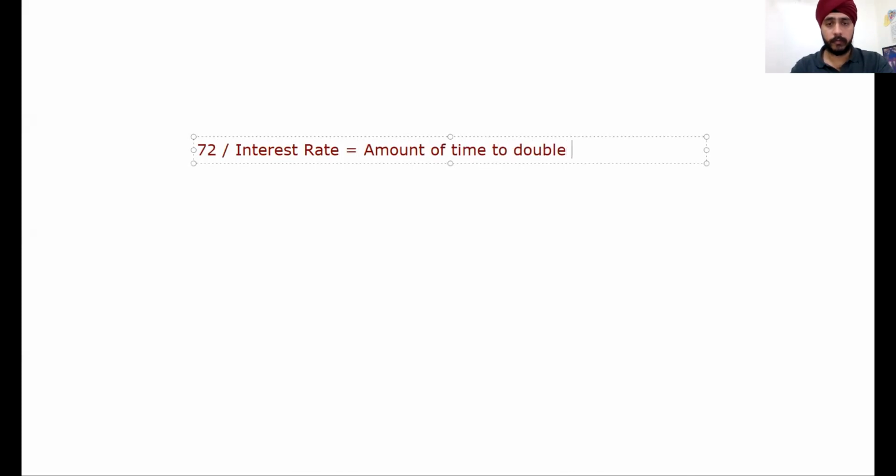So basically, I'll make this large. So the formula is very simple. 72 divided by the interest rate. The interest rate that you'll receive will equal to how long, the length, how do I say this? Length, amount of time for it. Amount of time to double up. Okay, so that's basically it. 72 divided by the interest rate will equal to the amount of time to double up.